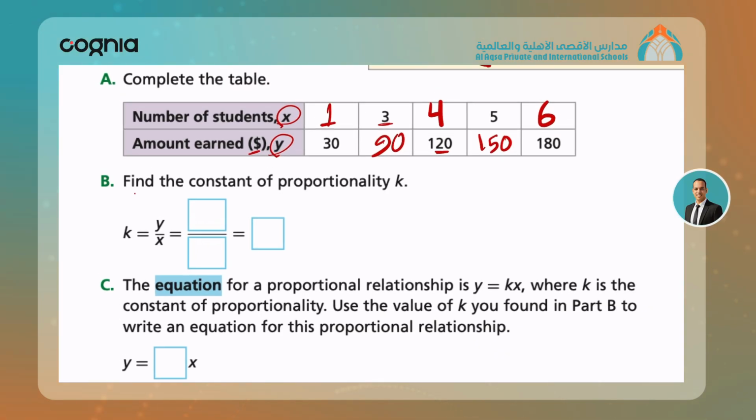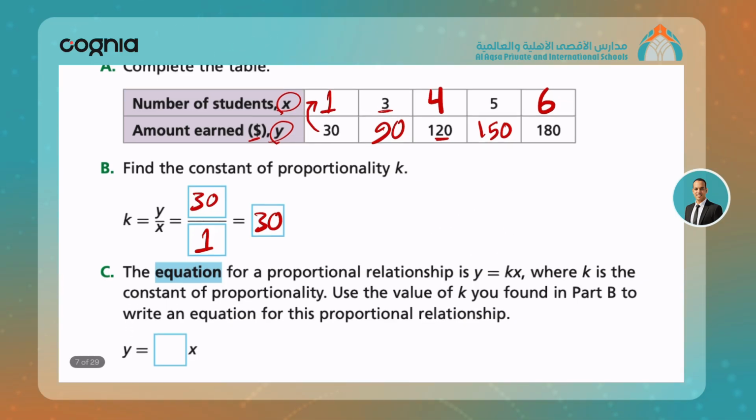Okay, letter B, it says find the constant of proportionality. Always y divided by x. So k is y over x. So you take any number in y and you divide it by the corresponding number in x. So you can do 30 divided by 1. This is the easiest one, and it's equal to 30. If you try, for example, 90 divided by 3, it's the same. If you try 150 divided by 5, it's the same, 30. Okay, so you can pick any one here. It's fine to use 30 divided by 1 equals 30.